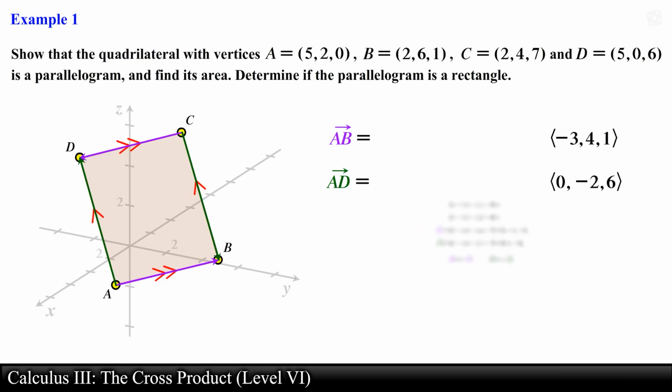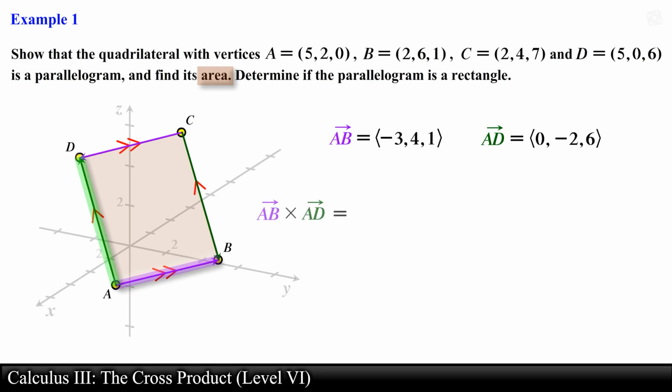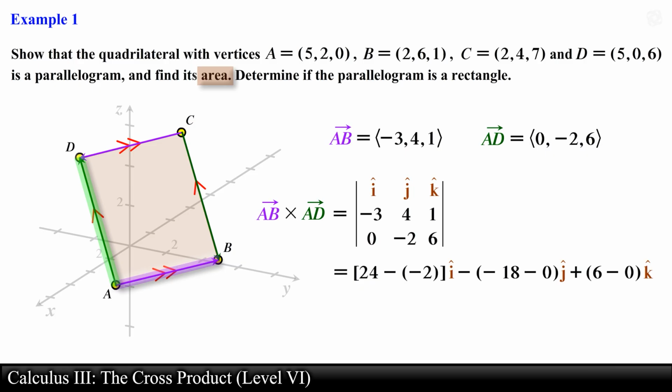Now that we have shown that the vertices form a parallelogram, we go ahead and find the area by finding the magnitude of the cross product between two adjacent vectors. Let's first find the cross product between vector AB and vector AD. Setting up the determinant and finding the minors, we obtain the following.